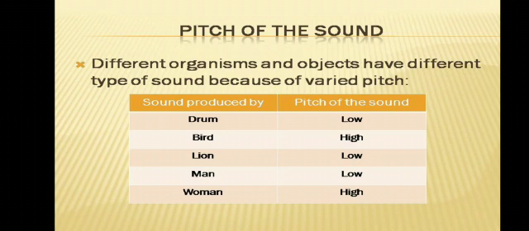Different organisms produce different pitches. For example, the sound produced by a drum, the pitch will be low. Bird, the pitch will be high. Lion, the pitch will be low. Sound produced by man, the pitch will be low. The sound produced by woman, the pitch of the sound will be high. So, different organisms have different types of sound because of their varied pitch.